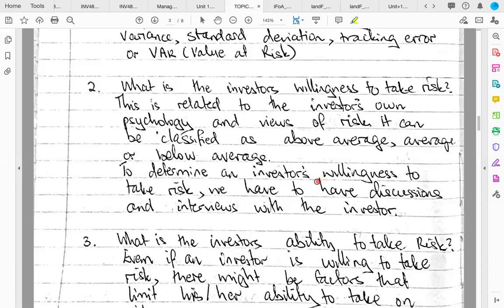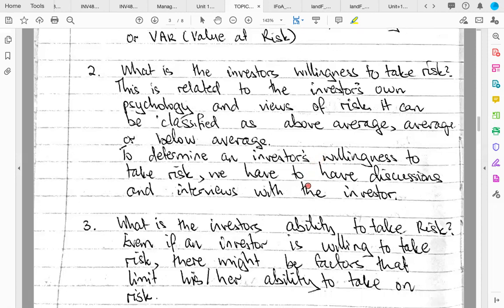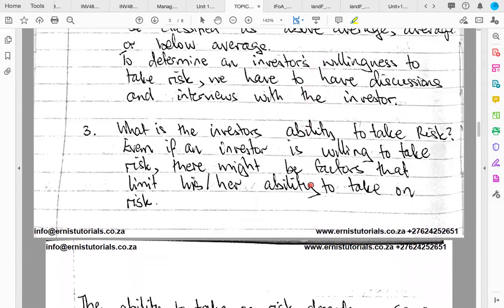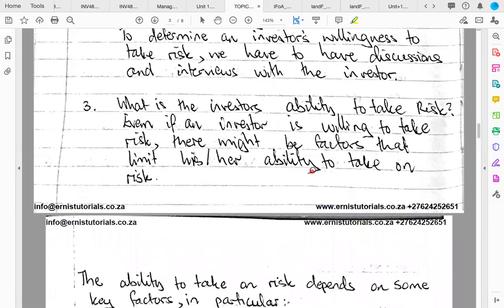So as a consultant, you have to ask the client and have interviews with them, sit down, talk to them, and then you can try to see psychologically how willing they are to take risk. And then the third point is more a matter of fact. Now, the third question you need to ask is, what is the investor's ability to take risk?